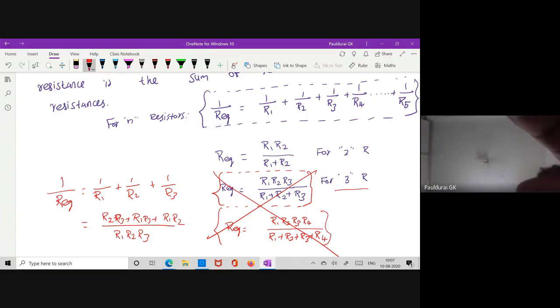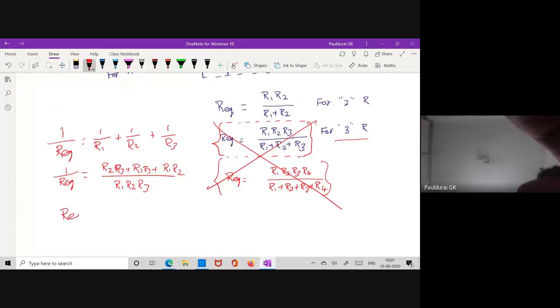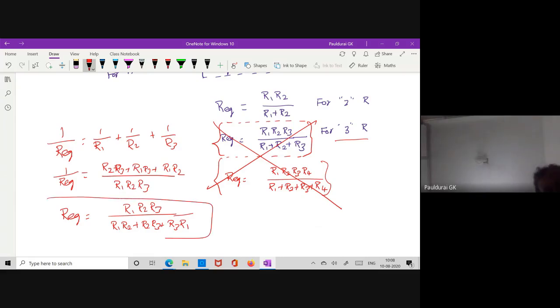Actually, this is 1 by R equivalent. So therefore, what is R equivalent? R1 R2 R3 divided by R1 R2 plus R2 R3 plus R3 R1. So this is the correct formula for three resistances.